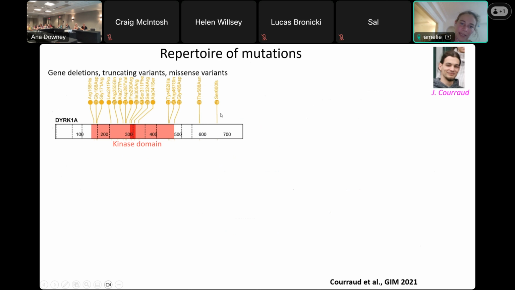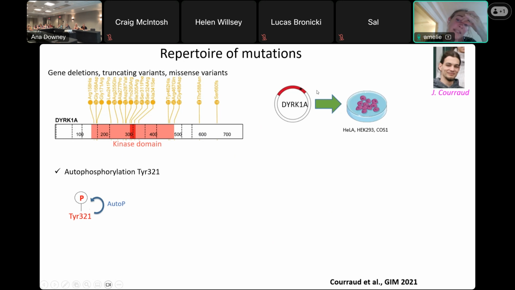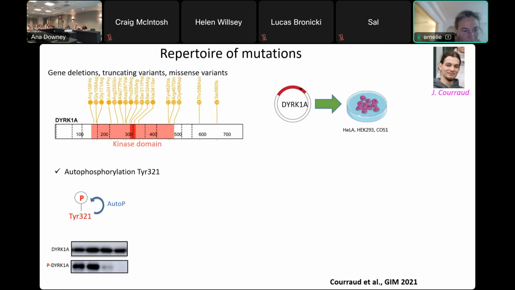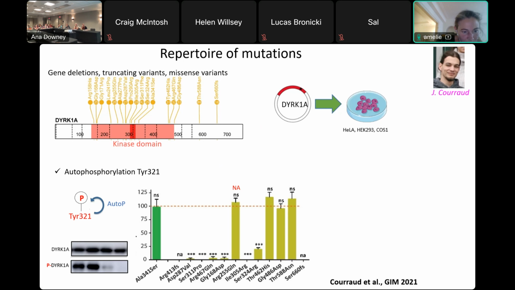So to test that, we include different variants in the coding sequence of DYRK1A, and we transfect cells. And we analyze in these cells the ability of the proteins with different mutations to autophosphorylate, to activate themselves. You can see here an example of a result, for instance. You can see the protein DYRK1A and the protein which is phosphorylated on this position. And we can see that for some of the variants, we had really a loss of this autophosphorylation activity of DYRK1A. And here is a summary of the effect of the different variants.